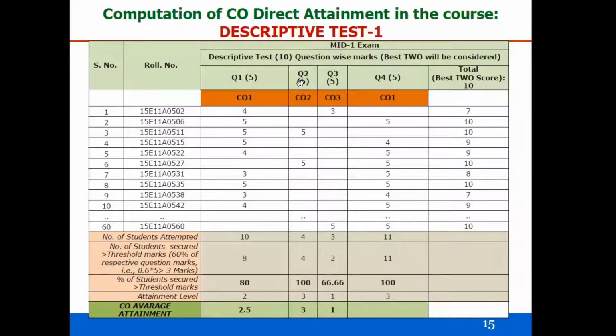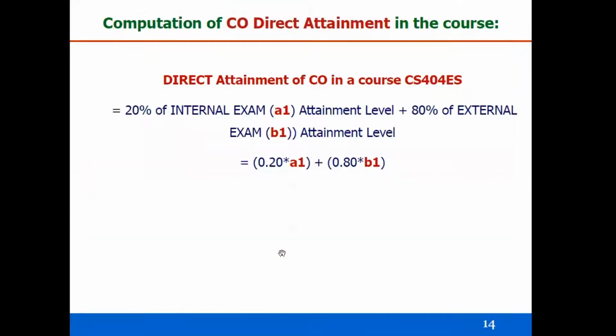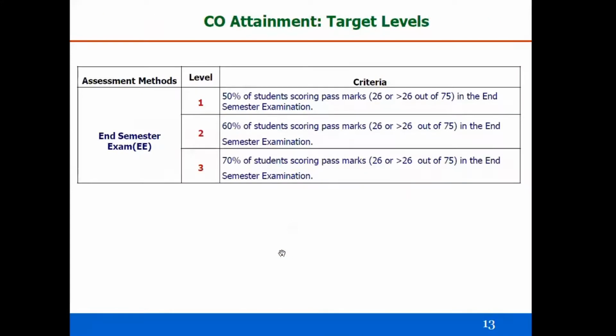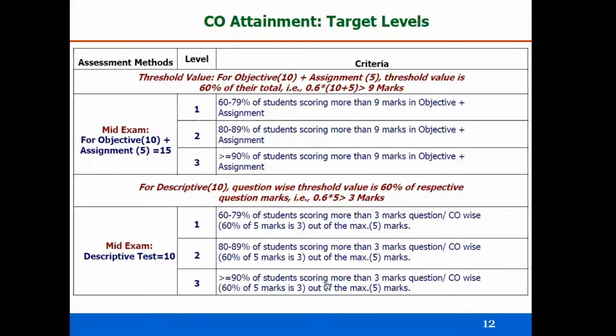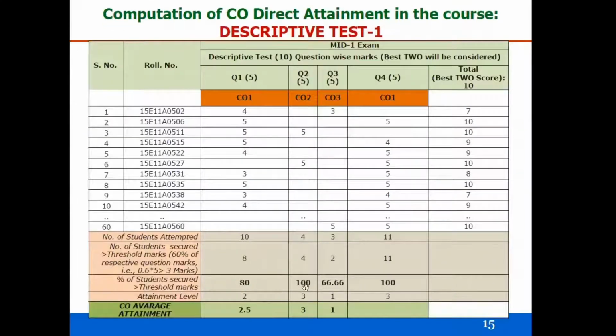For example, coming to question 2, the total students who attempted is 4, and all 4 students secured greater than 3 marks. So the number attempted is 4, the number who secured greater than 3 is also 4, so 4 by 4 into 100, you will get 100%. Now for 100% the attainment level, let us see here, is greater than or equal to 90, so its attainment level is 3. So level 3 is taken here.